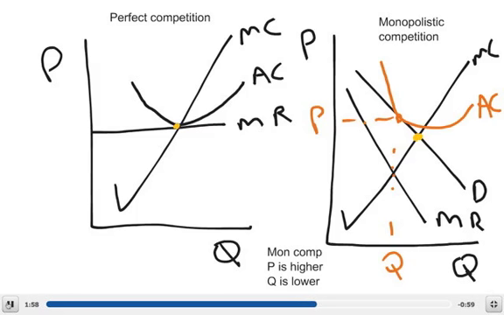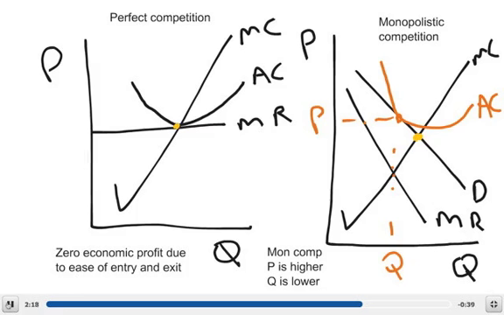Then it says, what level of economic profit will each firm earn in the long run? Well, both of their average cost curves are tangent to the price, and therefore they would be making normal economic profits, and this occurs because it is easy to enter and exit the market.